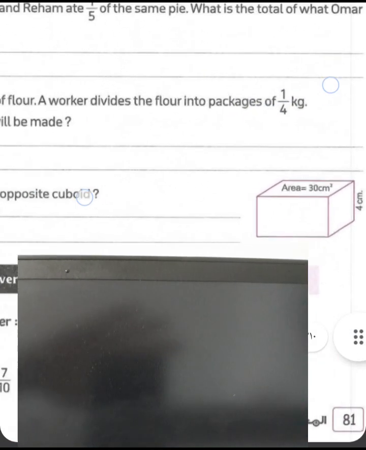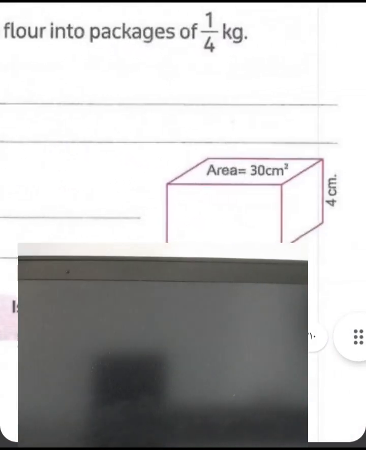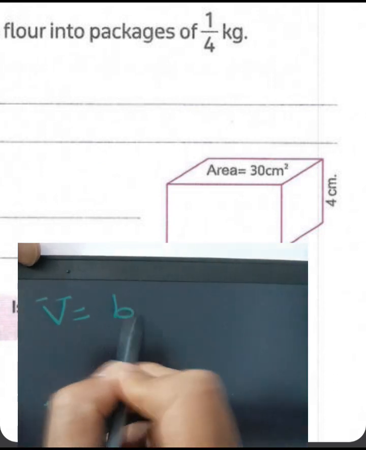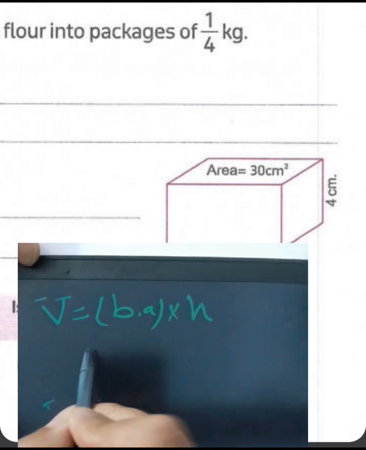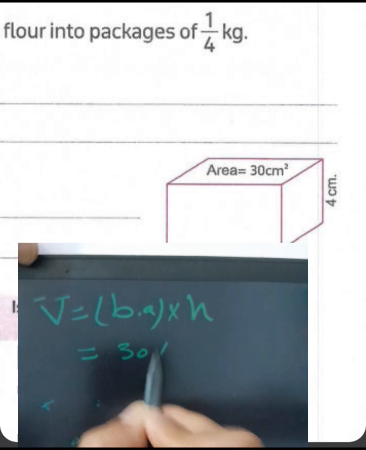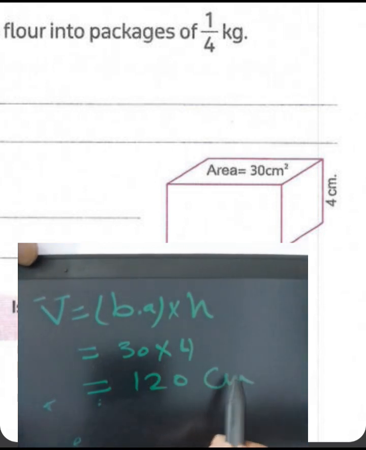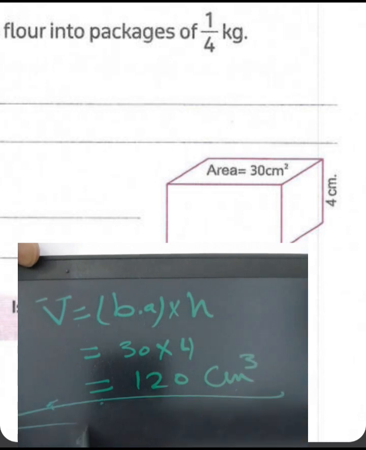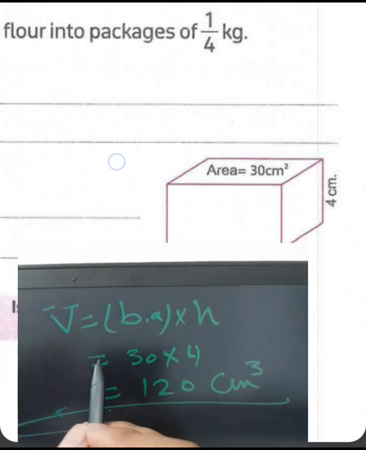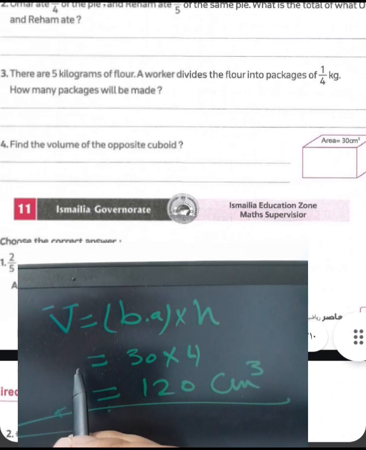Question number 4, find the volume of the opposite cuboid. We know the volume equals base area product by height. The base area here was 30 square centimeters and the height 4. The result will be 120 cubic centimeters. Okay, last question here. Okay, it's the last question.